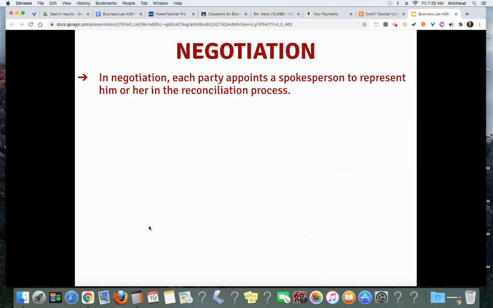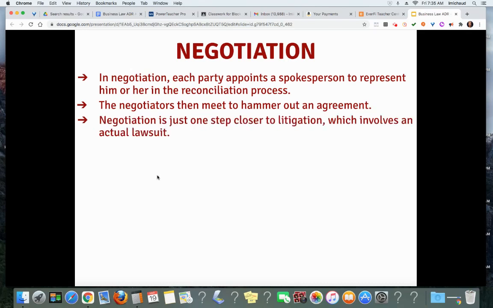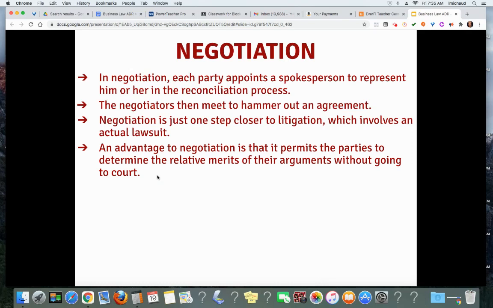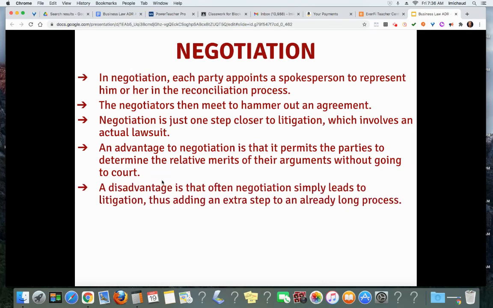Negotiation. Each party appoints a spokesperson to represent him or her in the reconciliation process. The negotiators then meet to hammer out an agreement. Negotiation is just one step closer to litigation, which involves an actual lawsuit. An advantage to negotiation is that it permits the parties to determine the relative merits of their arguments without going to court. And a disadvantage is that often negotiation simply leads to litigation, thus adding an extra step to an already long process.